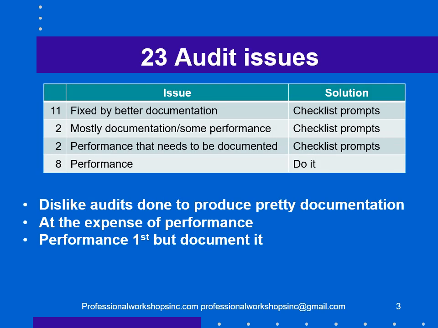Now they identified 23 audit issues, or at least there are 23 paragraphs. I'm going to treat each one as a separate audit issue. Now of the 23, 11 can be fixed by better documentation. So the solution is a better checklist with a prompt that reminds you to do those 11 things. 2 are mostly better documentation with some underlying performance. And again, checklist prompts. 2 are more performance that needed to have been better documented. And again, checklist prompts. And 8 were purely performance deficiencies. You just have to do those.